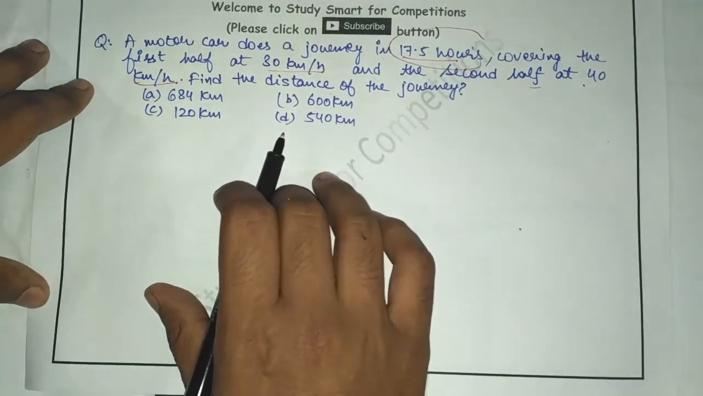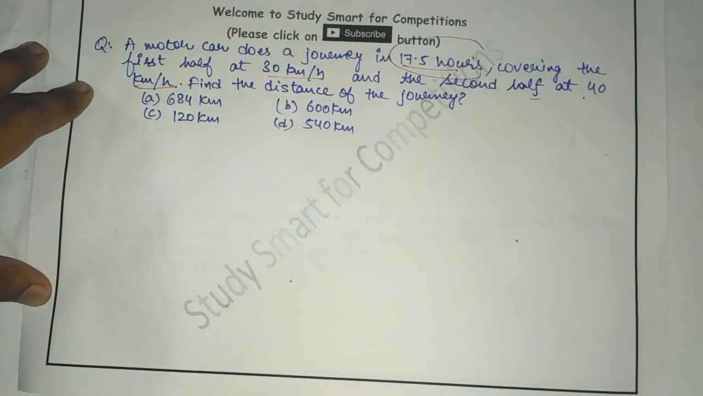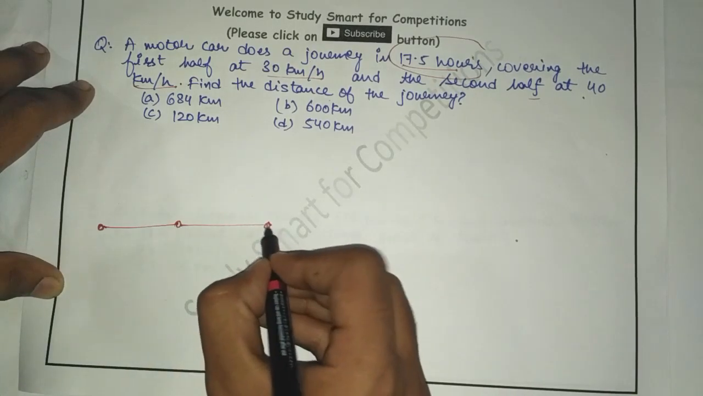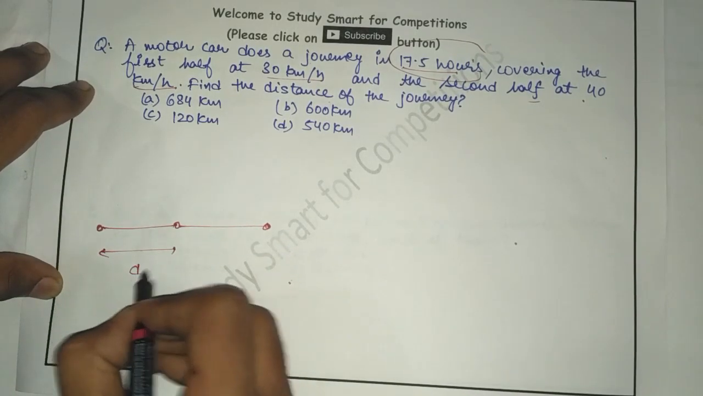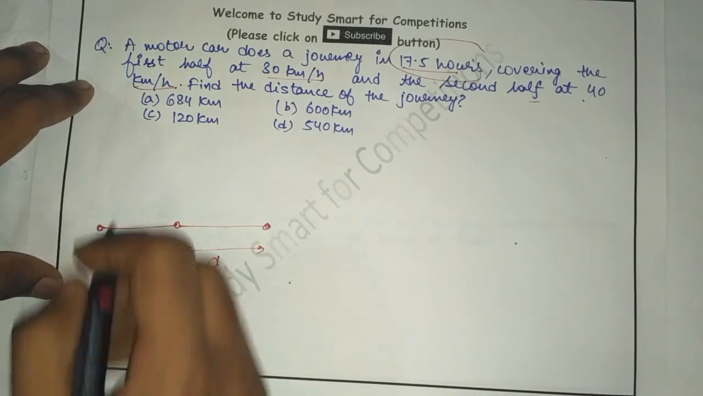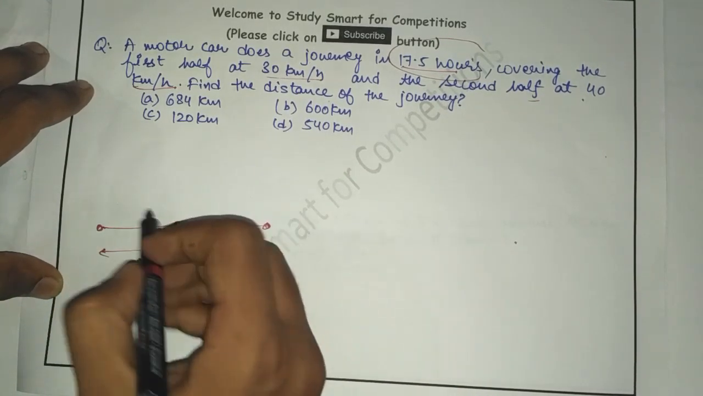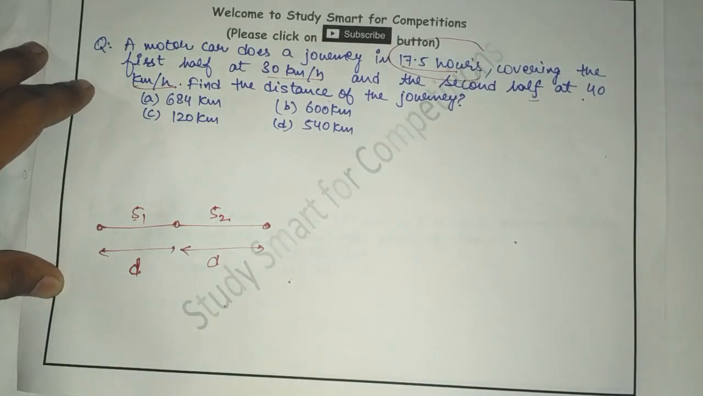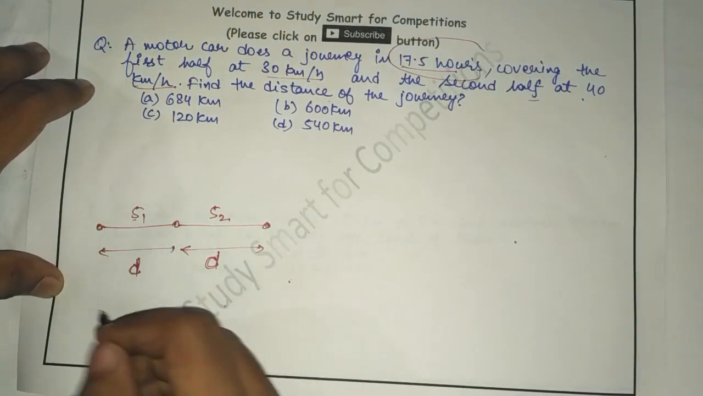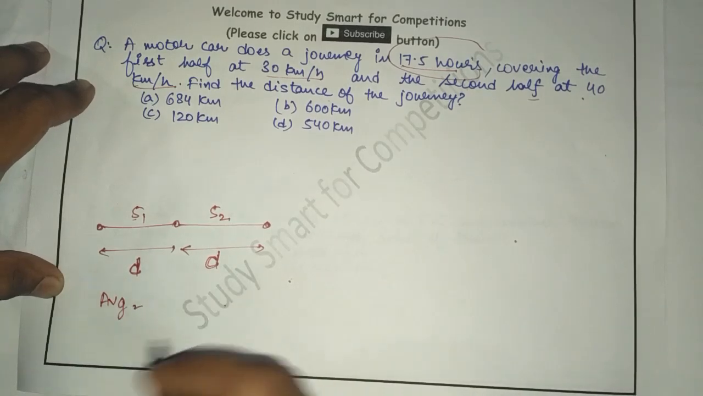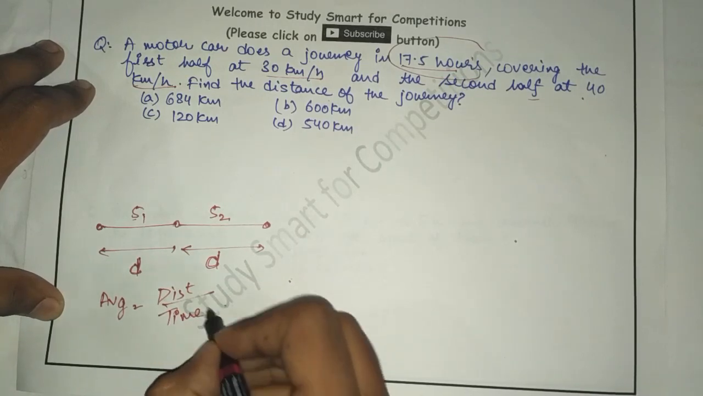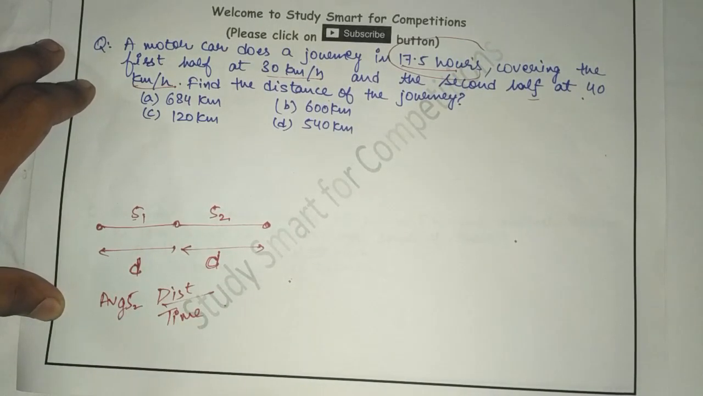Before solving this question, I would like to clear a concept with the help of a trick here. So you know that if there is a distance d here and it is distance d here, and a person covers this distance with the speed s1 and covers this distance with the speed s2, you know what your average speed would be? Average speed would be total distance over total time. Correct? Average speed. That is the general thing.